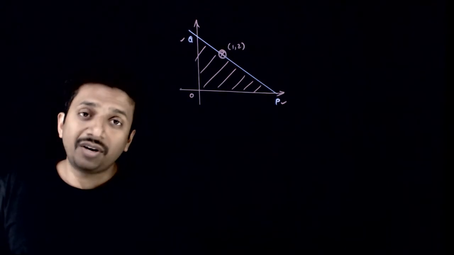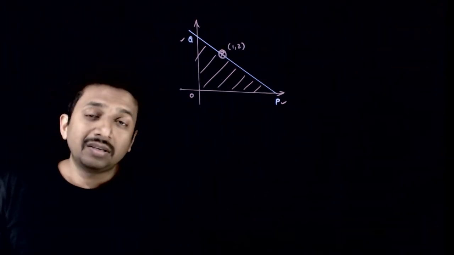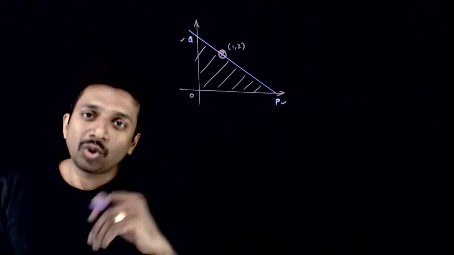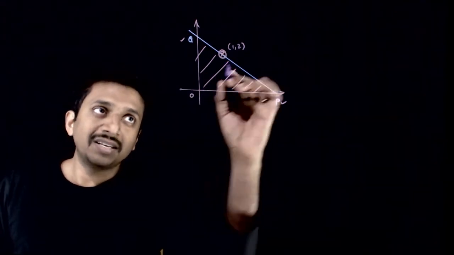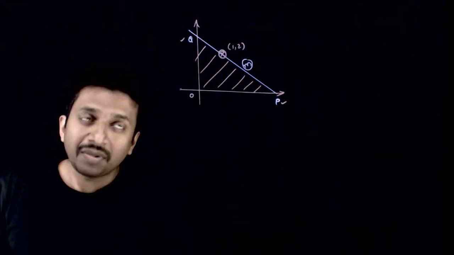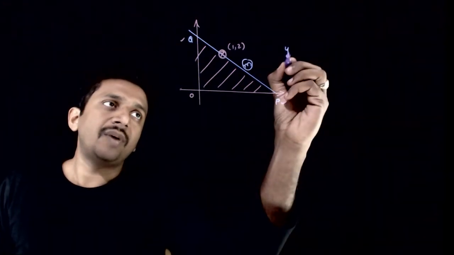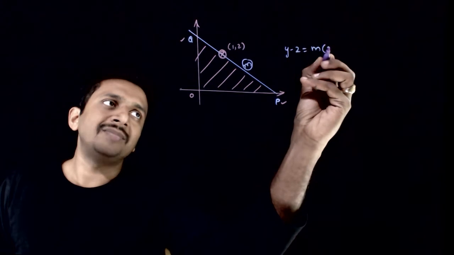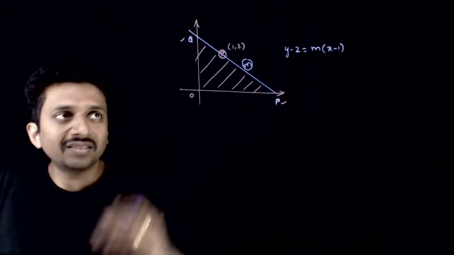Again, a very straightforward question. So first, let us assume a general line through (1, 2). Let us take that the slope of this line is m. So if the slope of this line is m, what is the equation of this line? y minus 2 is equal to m times (x minus 1) is the equation of this line.